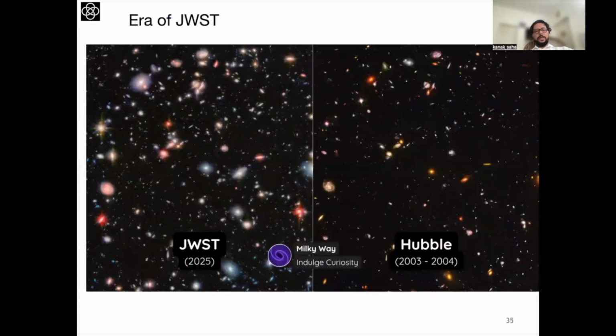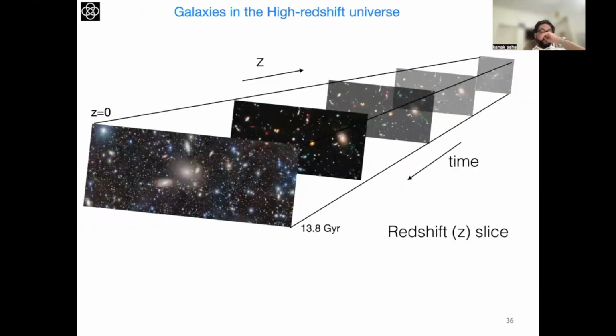So now, of course, it's the JWST era, and JWST has created an even more stunning image, and one can actually push the boundary of where Hubble studied so far, right? And then the JWST is basically taking the frontier of galaxy formation to almost the beginning of the universe, and one can study the properties of galaxies in terms of redshift slices. Okay, this is very much possible.